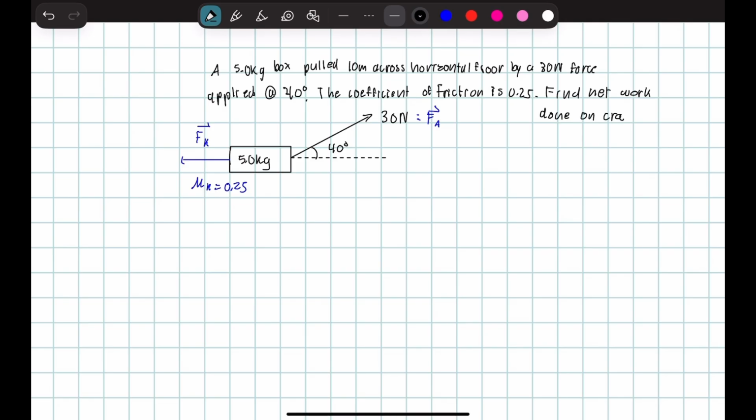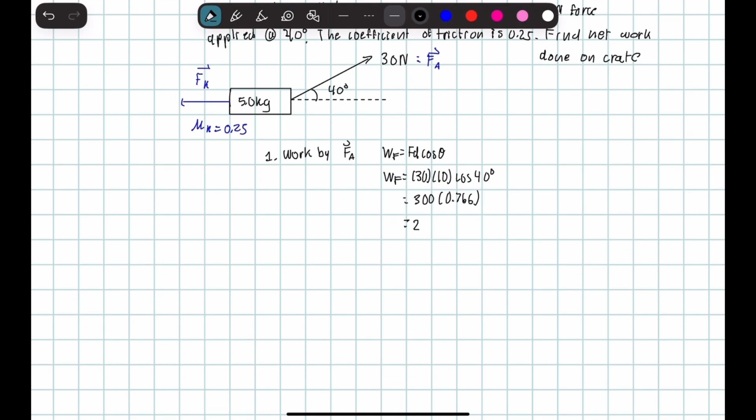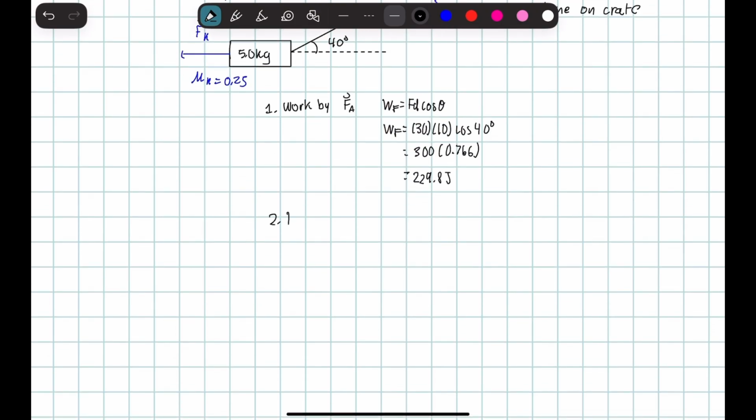So let's set this up. First, we have to find the work by Fa, the applied force. So W_F is going to equal F d cosine theta. W_F is going to equal 30 times 10 times cosine of 40 degrees. This is going to simplify to 300 times 0.766, and this is going to simplify to 229.8 joules.